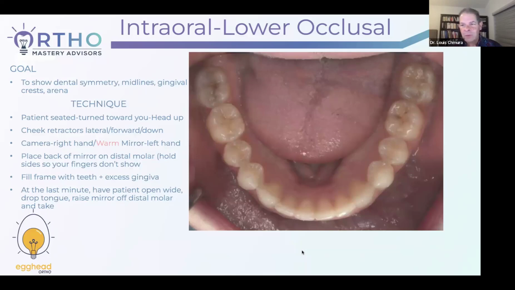Lower, very, very similar. You notice we can see all the anatomy behind the teeth. We're looking straight down on the teeth. The tongue is down out of the way. The cheeks aren't covering the teeth, okay? And you do them the exact same way.